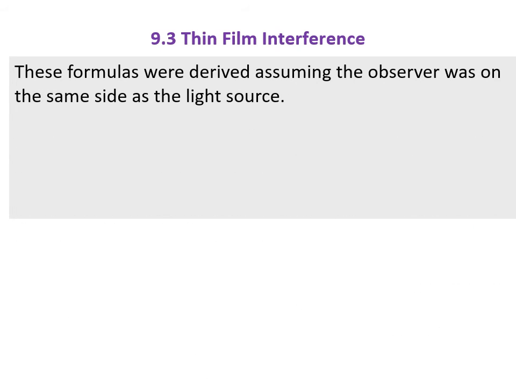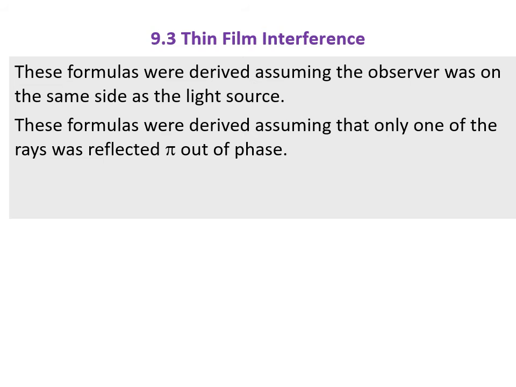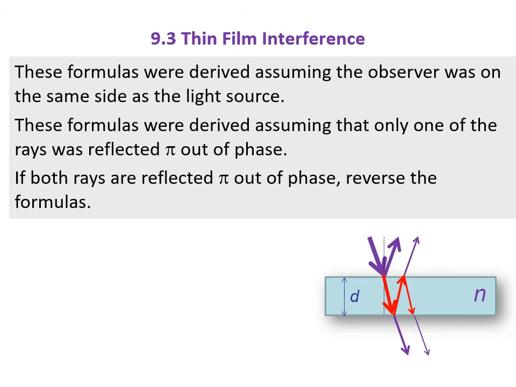So these formulas are derived assuming the observer is on the same side as the light source, the same side of the medium as the incoming light, that's where you're standing. The formulas are derived assuming that only one of the rays was reflected pi out of phase, but at least one of them needs to be reflected. If they're both reflected pi out of phase, then you need to reverse the formulas. And these formulas assume the light is normally incident.